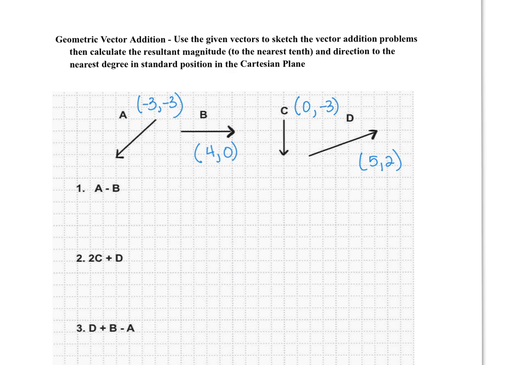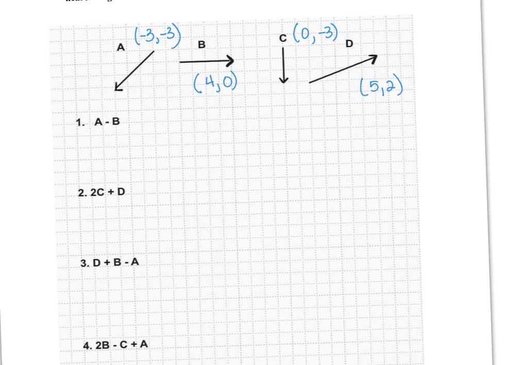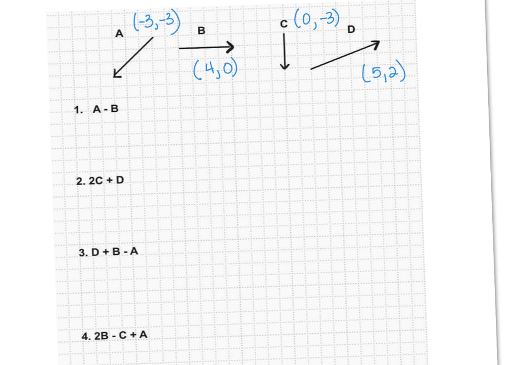So I'm going to do 3 so that you'll have some to do, all right? So using that, we're going to go to 3. 3 wants me to take D, add B, and subtract A, all right? So the first thing I'm going to do is sketch it, then I'll worry about my adding and subtracting stuff. So if I'm going to sketch these, I'm going to draw my D.